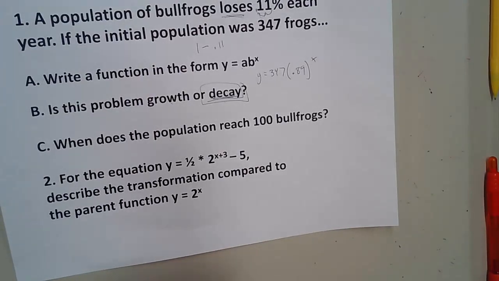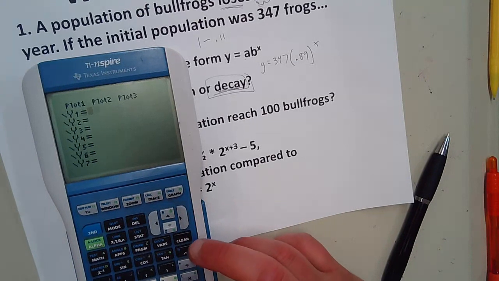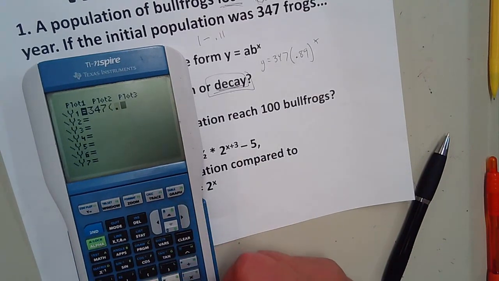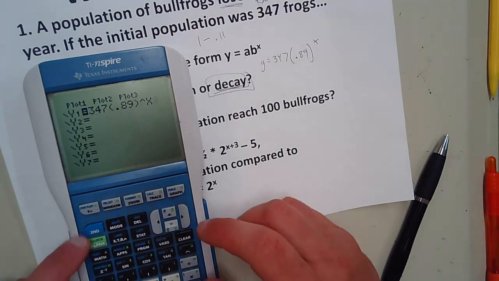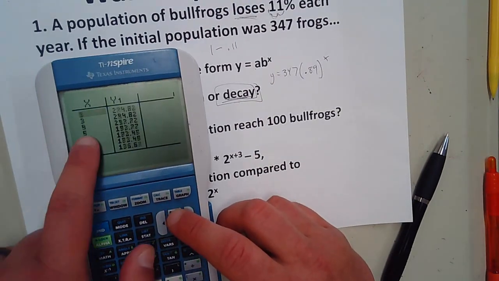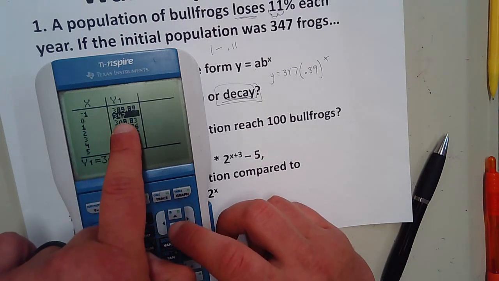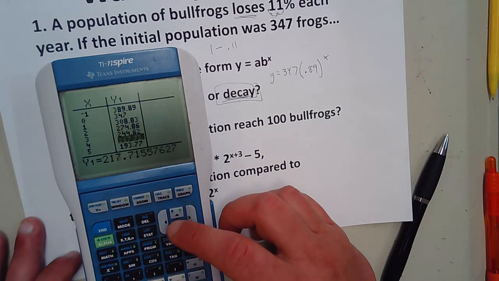Lastly, when does it reach 100 bullfrogs? For that, I like to use my table. You could sit there and just do guess and check too, but table is definitely a little more efficient. So we get it entered in. We jump to our table, and so at 0, we can see there's our initial population. 1 year in, 2 years in, and so on. So we're looking for the first time it hits 100.